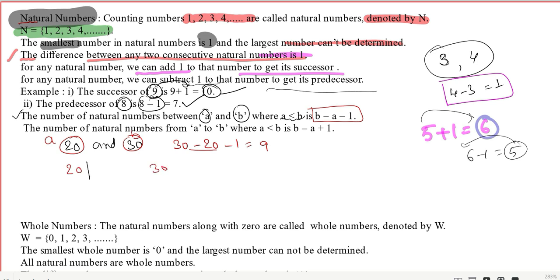Is it correct or not? Let us check that. Between 20 and 30, we have 21, 22, 23, likewise up to 29. That means 9 natural numbers are there.